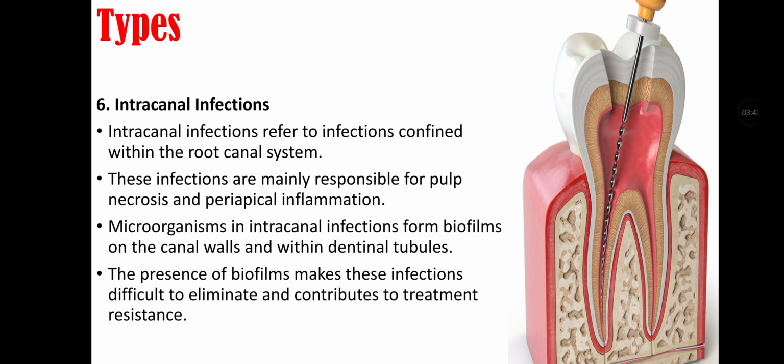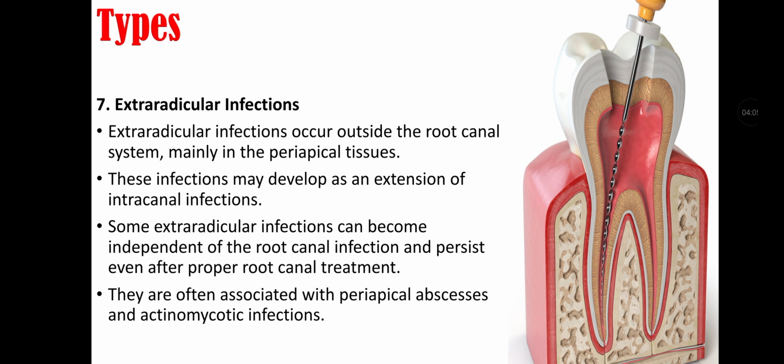Sixth type is intracanal infections. Intracanal infections refer to infections confined within the root canal system. These infections are mainly responsible for pulp necrosis and periapical inflammation. Microorganisms in intracanal infection form biofilm on the canal walls and within the dentinal tubules. The presence of biofilm makes this infection difficult to eliminate and contributes to treatment resistance.